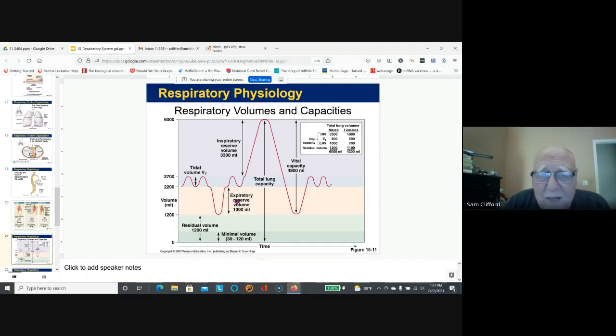So when I go get a lung test because my lungs are damaged, they measure all these various volumes and they can get an idea how my lungs are doing. I do have problems with breathing, and it's done.